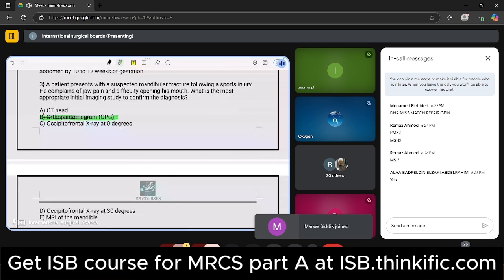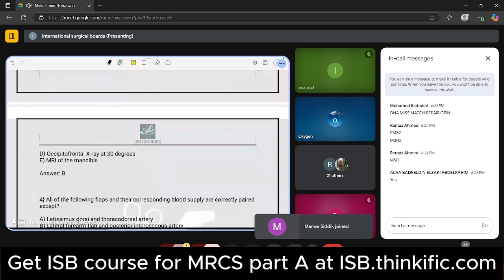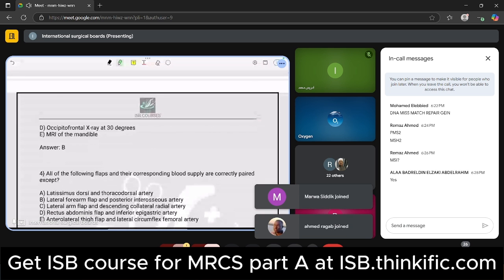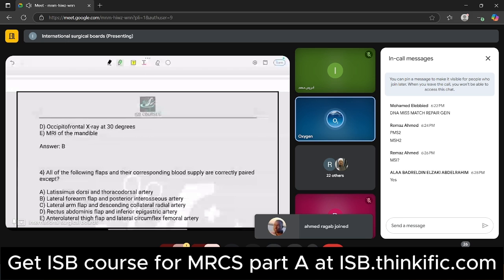Okay, so let's move to the next question. All of the following flaps and their corresponding blood supply are correctly paired, except. So this actually came up again in the April exam. So this was good. I knew this one because it's B. The lateral forearm flap is not taken from the posterior interosseous artery. It's taken from the radial, I think. So B is the incorrect answer.